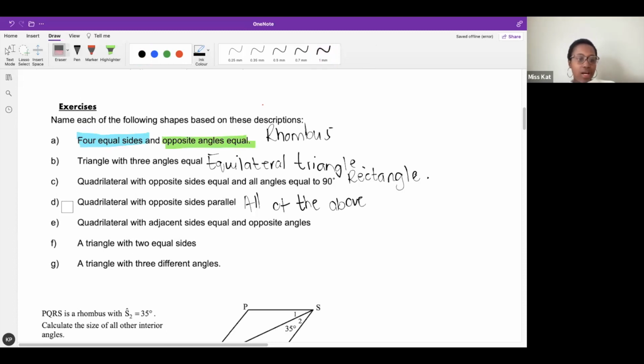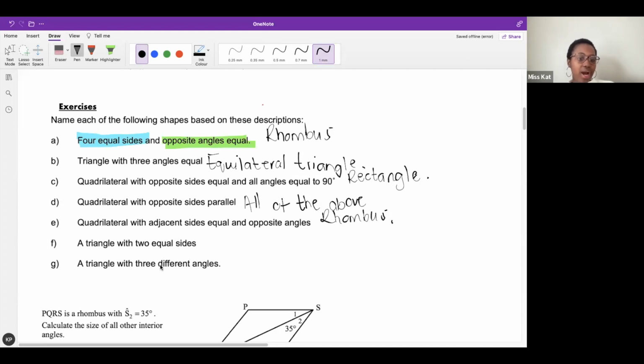Okay, now we are on number E. Let's check what number E says. Number E says quadrilateral with adjacent sides equal and opposite angles equal. So adjacent, the ones next to each other are equal and the opposite angles are equal. Not all angles, only the opposite ones are equal. Yes, Ndalo? Is it a rhombus? Yes, it is. Beautiful. That was brilliant.